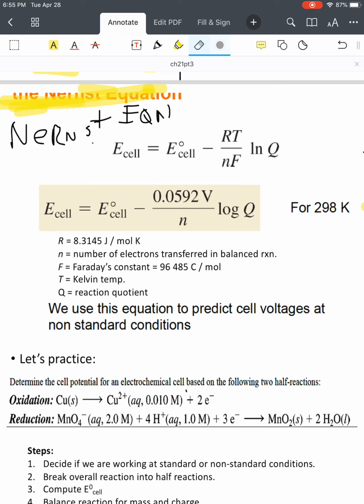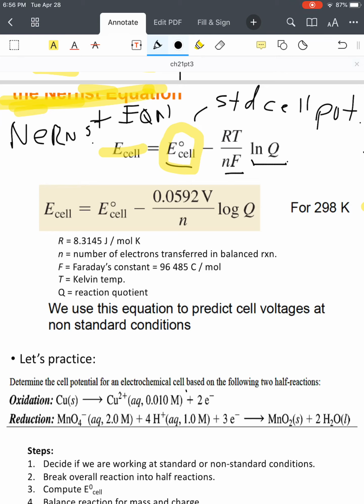Well, the first thing that we see is that E cell is equal to something, okay? Now what is E cell equal to? E cell is equal to E0 cell minus RT over NF times the natural log of Q. Let's break this down. This first term, E0 cell, we've seen that before. That's what we calculated last week. That is our standard cell potential. That's the value that you can calculate using those numbers on the table.